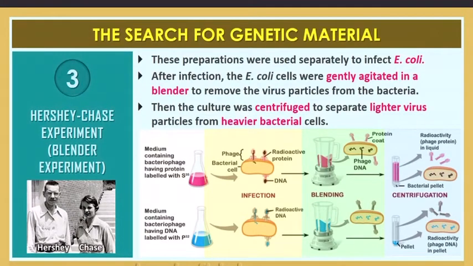That is the purpose. Then the culture was centrifuged. You know, there is a centrifugal machine even in our biology lab. We use that to separate lighter virus particles from heavier bacterial cells. So bacterial cells are heavy, as you are seeing here. Blending experiment is done. Now you can see because of the centrifugation, radioactive protein is seen in the liquid, and at the bottom, radioactive DNA is seen in the pellet. So that's how the protein portion and the DNA portion are separated using the principle of centrifugation.